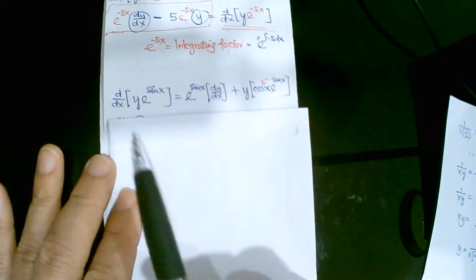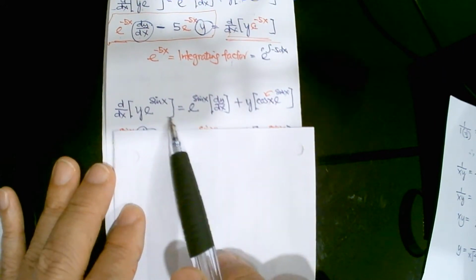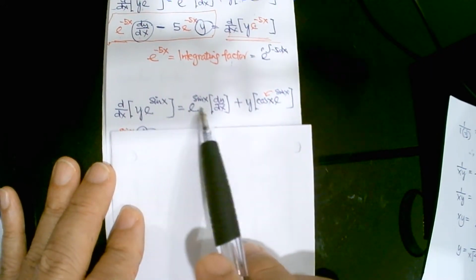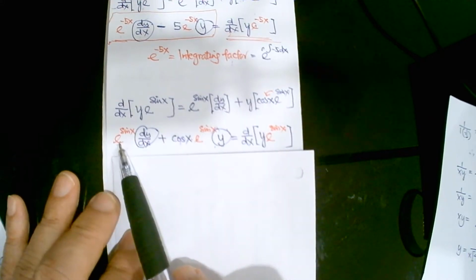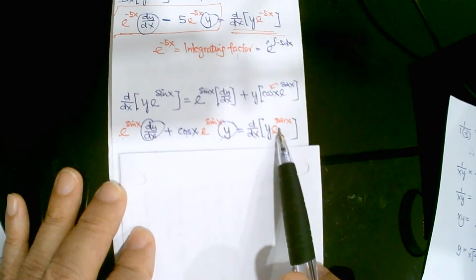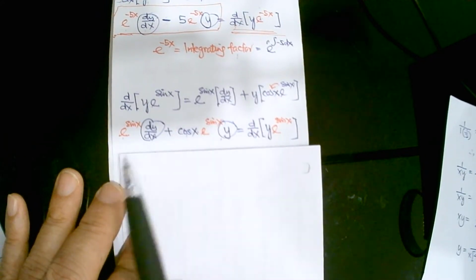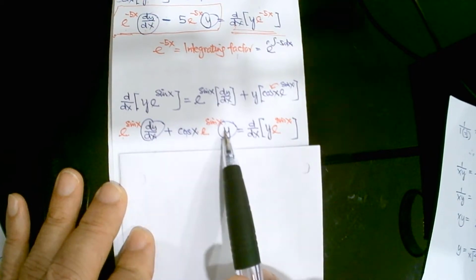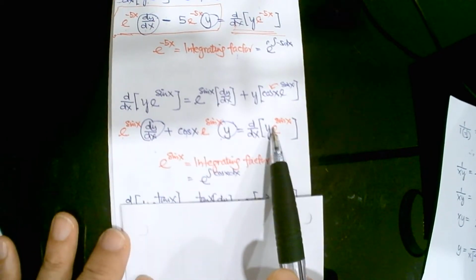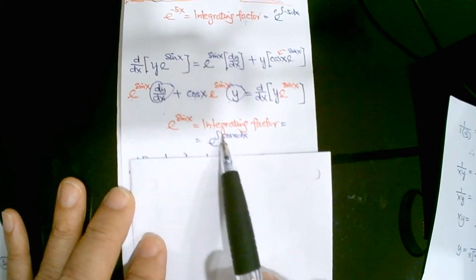Now look at this one. When I differentiate this, you know how to differentiate this. Again, I rewrite this. You see, I have e^(sin x), e^(sin x), e^(sin x) in every term. Again, this is the factor, and I can combine these two terms into one. How do we get the integrating factor? I integrate the cos x.